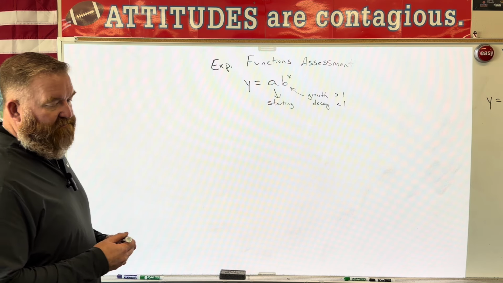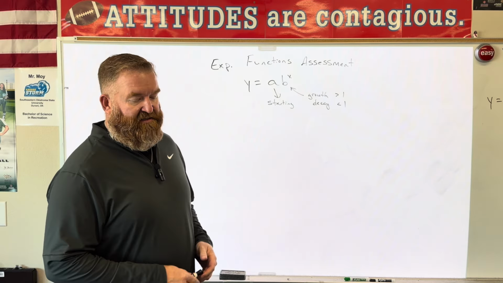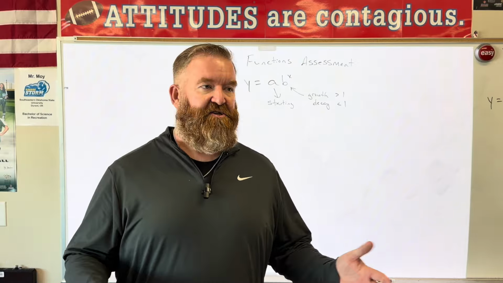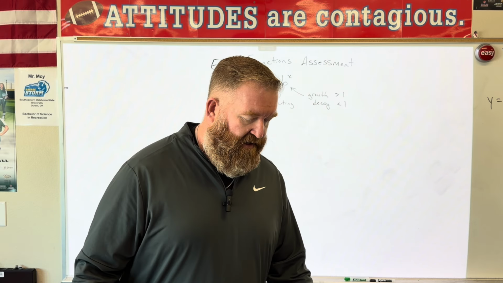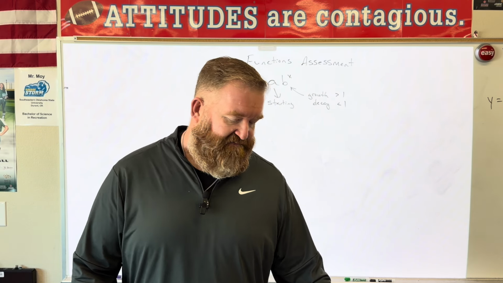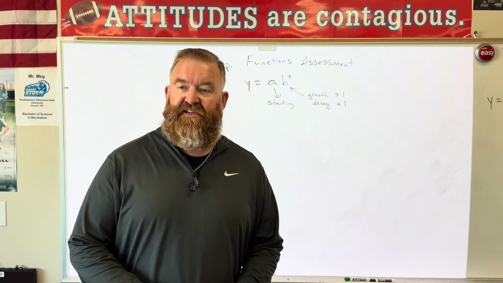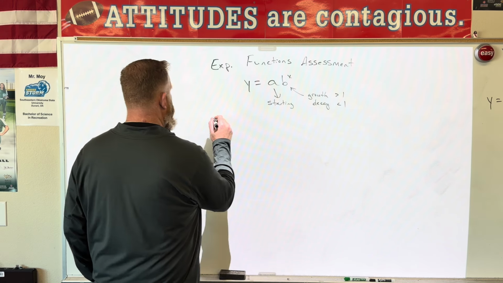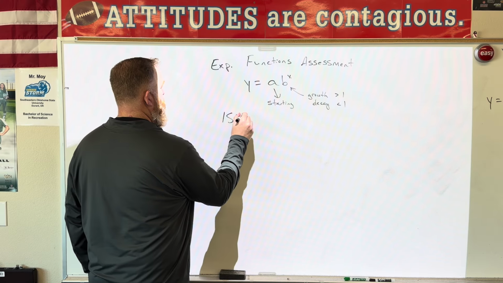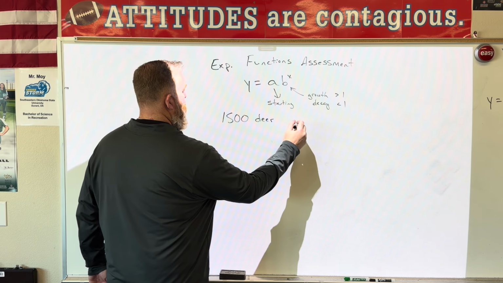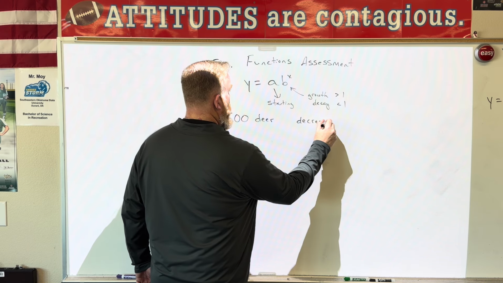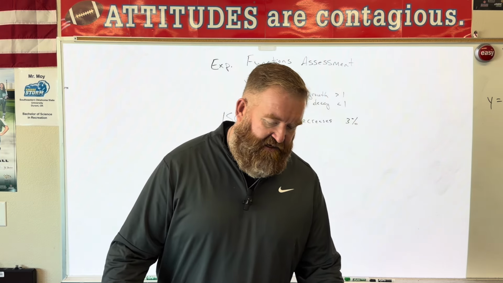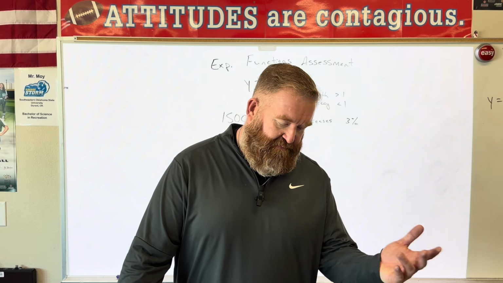All right. First question. I'm pretty much going to tell you what the test looks like. I'm just going to change the numbers. Everybody with me on this? A population of, let's say, 1,500 deer decreases by 3% per year. So how many deer did I just say there were? 1,500 deer. And it what? Decreases. What'd I say? 3% per year. At the end of 10 years, there will be approximately this many deer in this population.